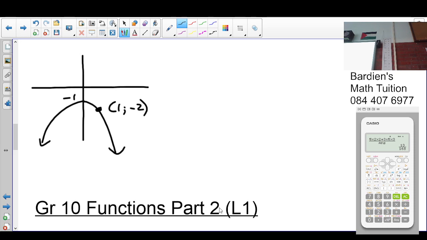Did I do that one yesterday? Just for the sake of the video, I'm going to do it again, because we're looking at the form where the x-intercept is not given.